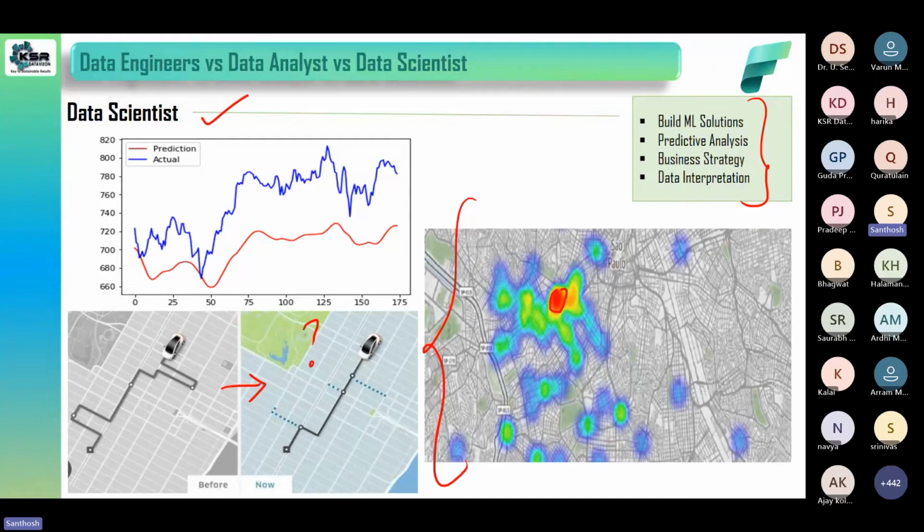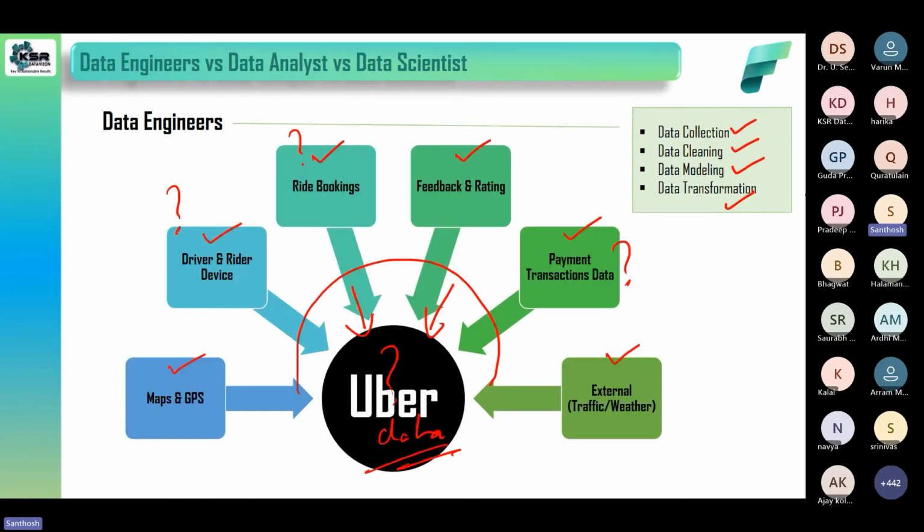Now, who is going to decide? It's the data scientist who's going to design an algorithm. So this will be the role of a data scientist, right? Now, we have data engineers who are going to gather all the data. We are going to gather all the data and make it one centralized place.